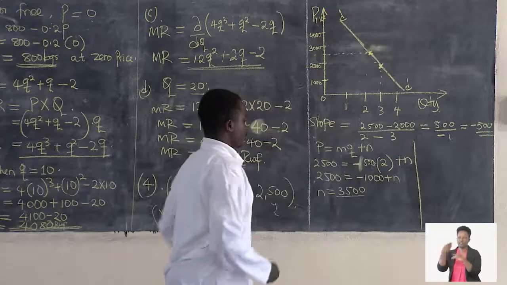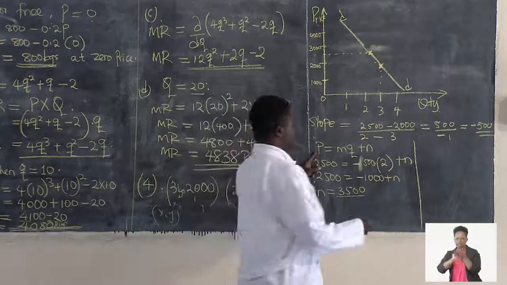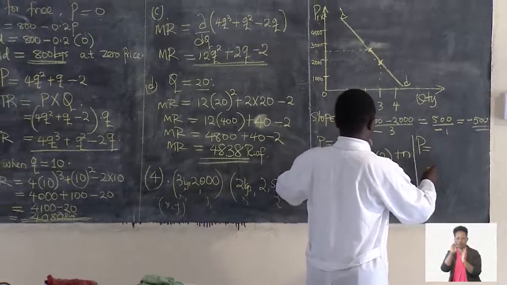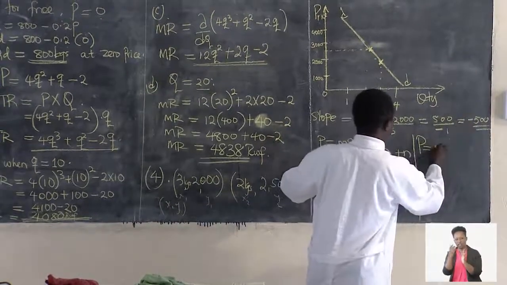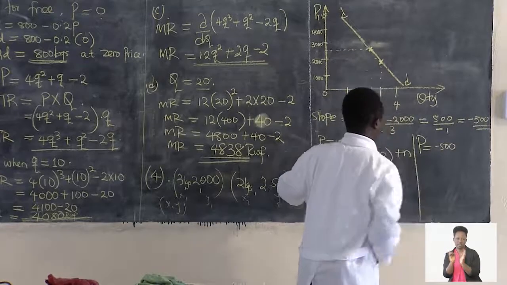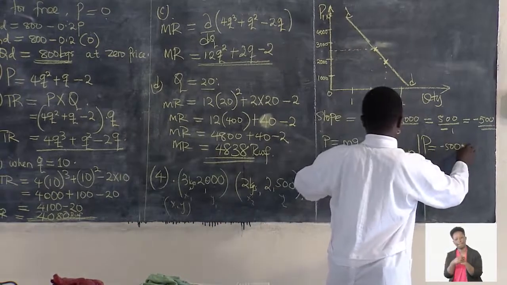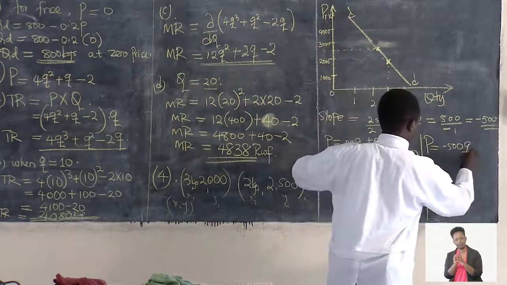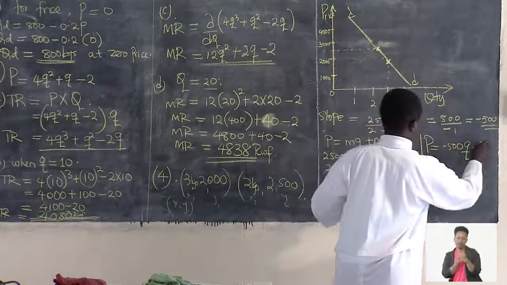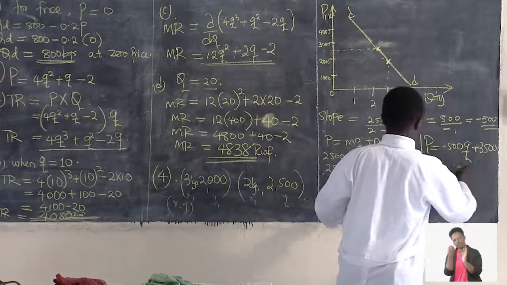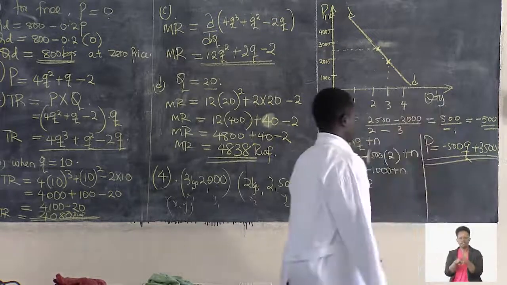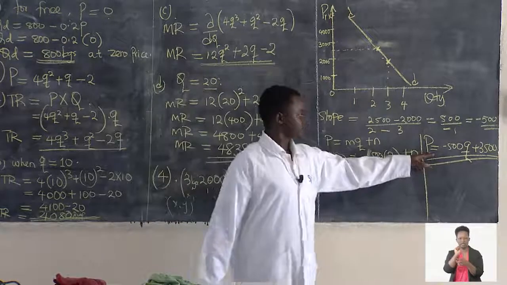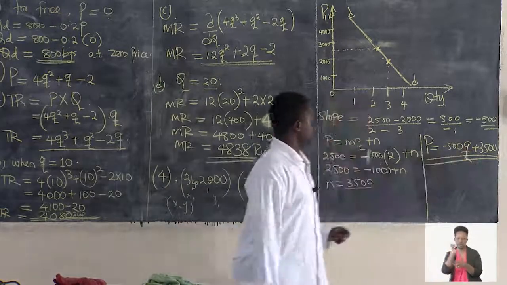Then we substitute back into the general equation, where price equals gradient, which is negative 500, times Q, plus our constant 3,500. So this is our linear equation relating the price of the commodity and its quantity demanded.